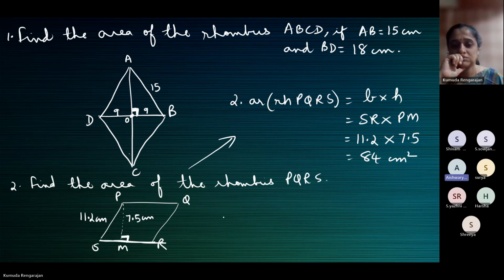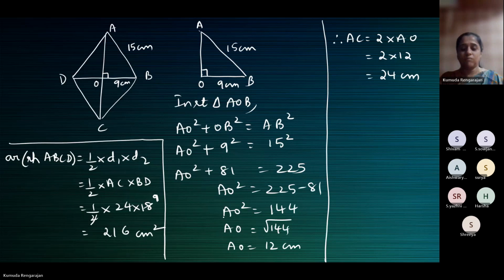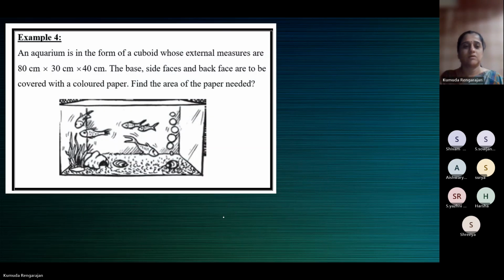Do we have to send the pictures now or at the end of the class? At the end of the class. You haven't finished your dinner, children? Have your dinner and then send the pictures. Done, ma'am. Okay.